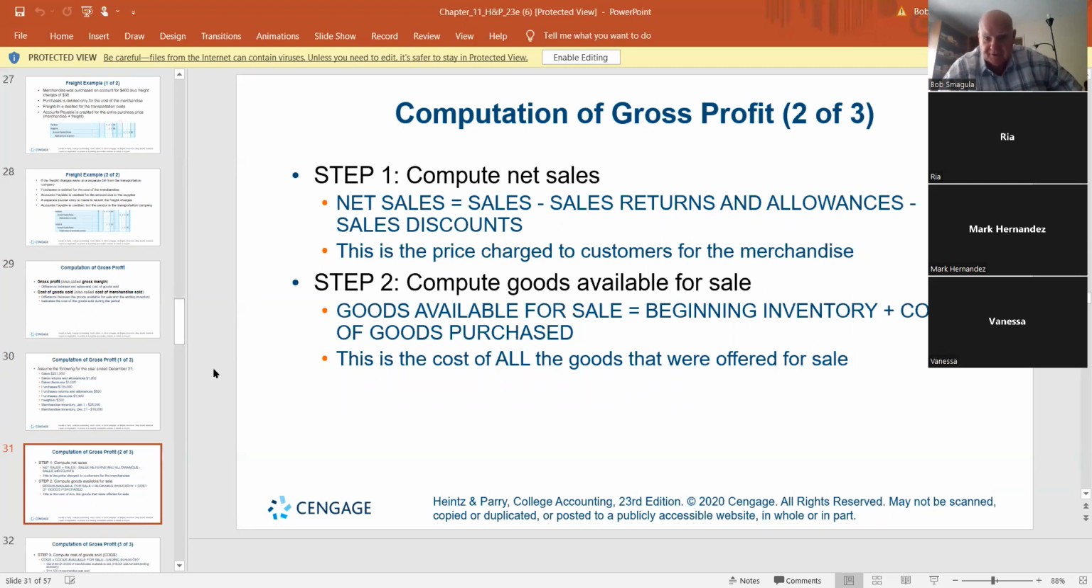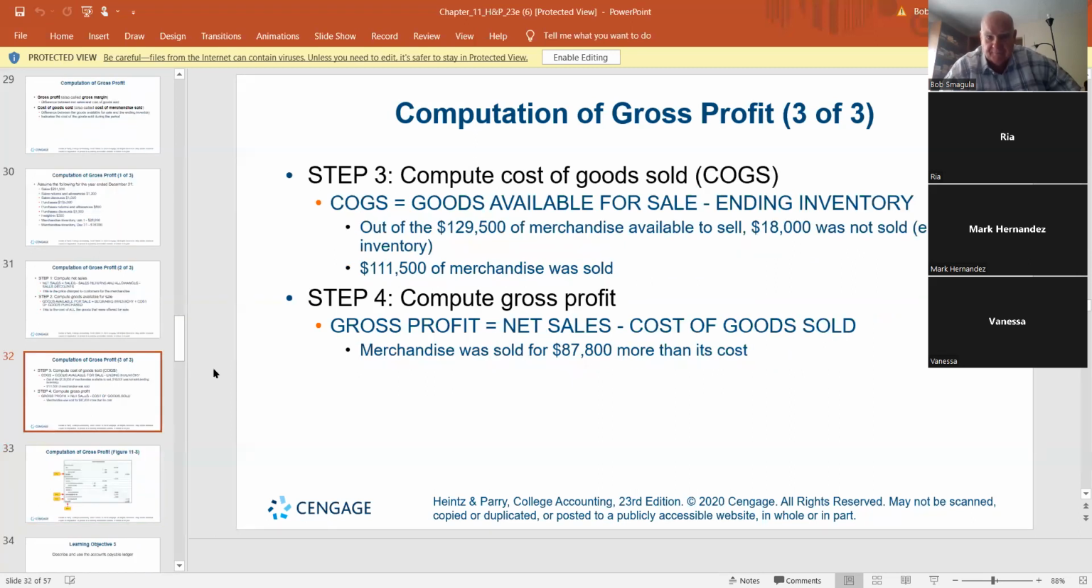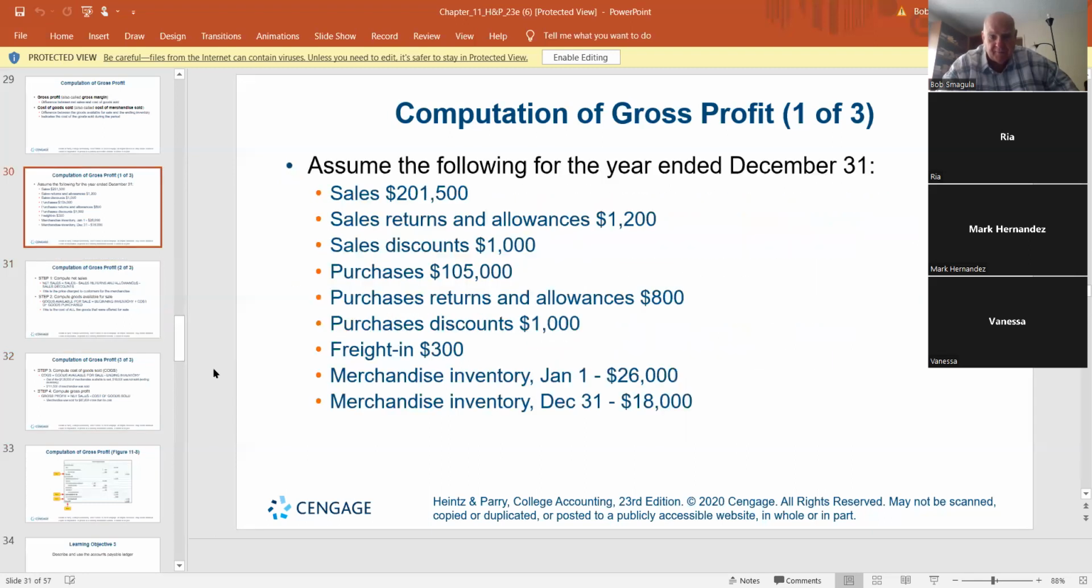Step one, net sales. Step two, available. Step three, compute the cost of goods sold, okay? When you know what the goods available for sale are, you then subtract the ending inventory from that, and that becomes your cost of goods sold. In this example here, they had $129,500 worth of merchandise available, huh?